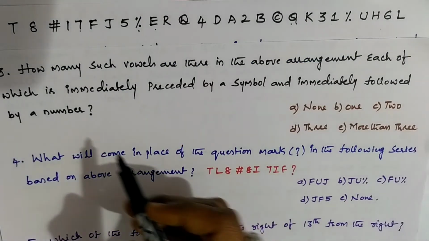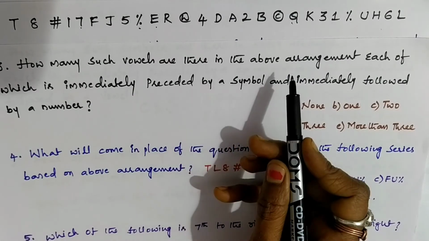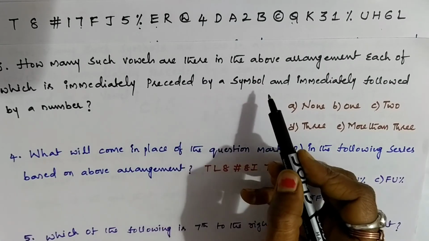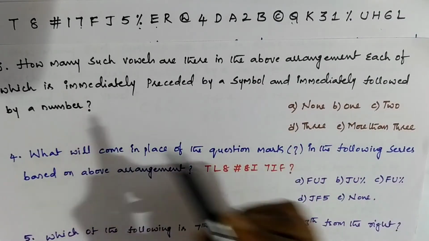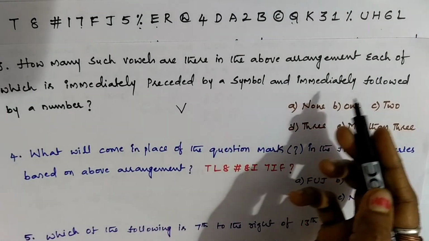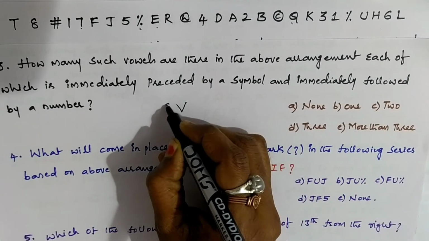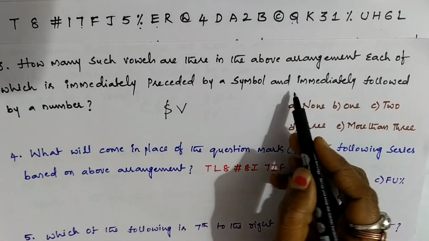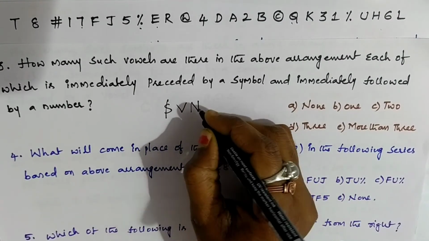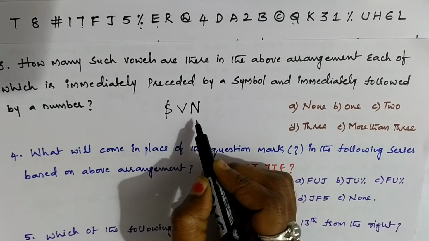Okay, coming to the third question. How many such vowels are there in the above arrangement, each of which is immediately preceded by a symbol and immediately followed by a number? Okay, how many vowels are there? Next, each of which is immediately preceded by a symbol. Before should be a symbol and immediately followed by a number. Followed by, next is a number. Okay, this pattern we should check.